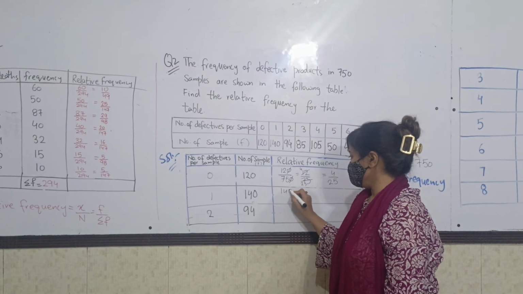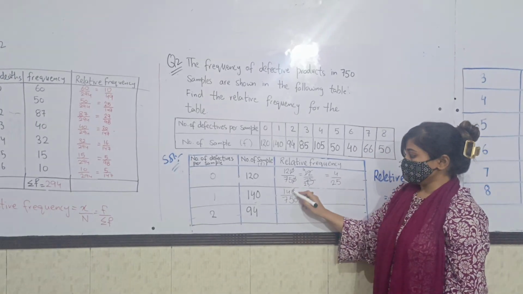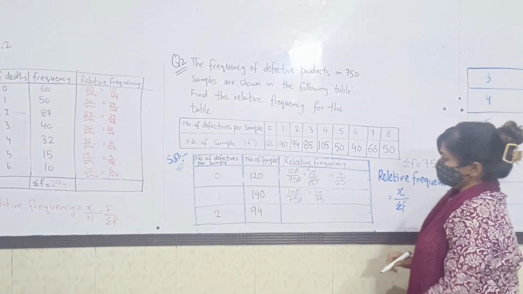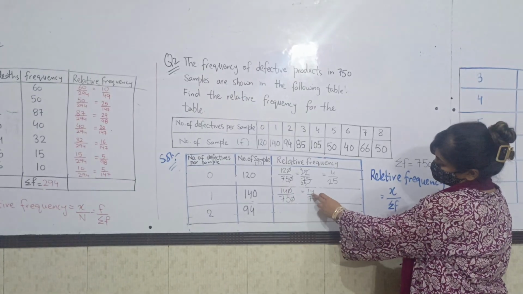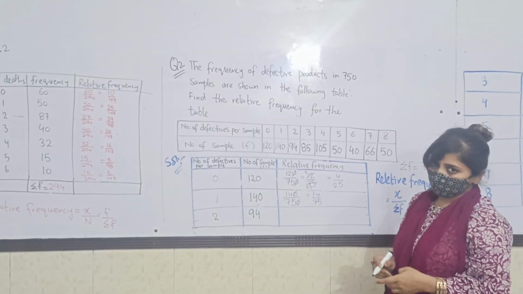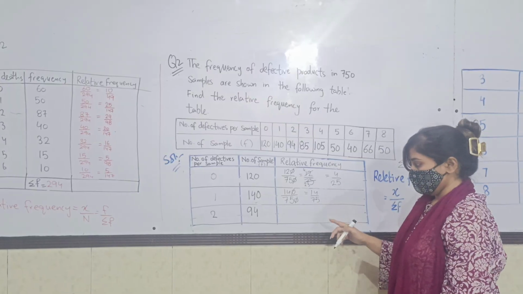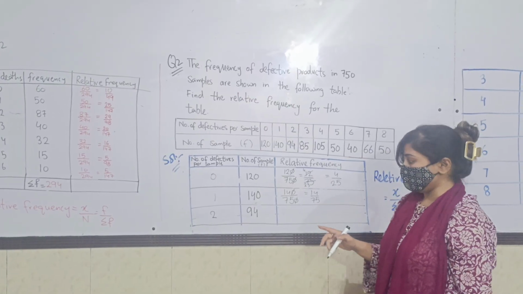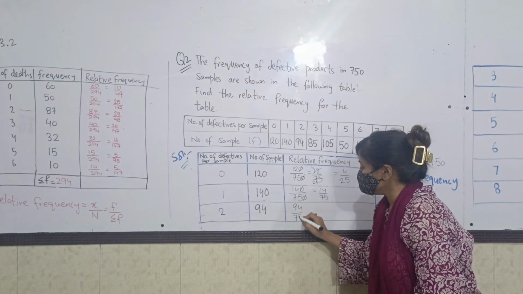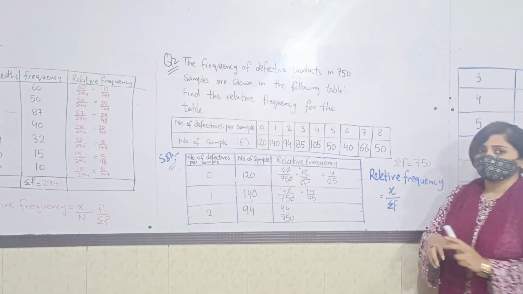Similarly, 140 is the specific frequency over the total frequency. You can cancel the zeros, and 14 over 75 is left. 1 plus 5, 5 is not common. It is not divisible by 3, and similarly it is not divisible by 2 because this is an odd number, and an odd number is not divisible by 2. And 94 over 750. So use a calculator and write its value.